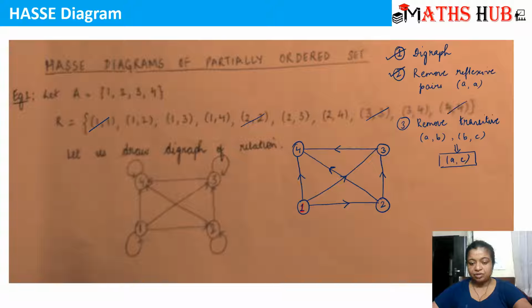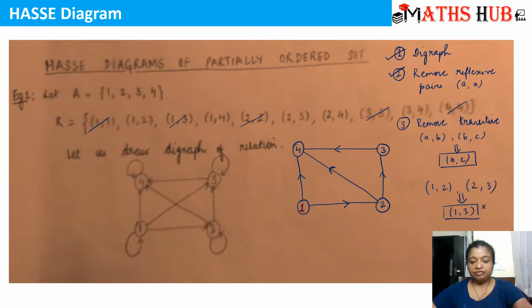Now I am next going to remove the transitive pair, that is 1, 3. And how did I get 1, 3? Since 1 is connected to 2 and 2 is connected to 3, this is giving rise to 1, 3. So I need to remove this pair, right? So let us remove this pair 1, 3.